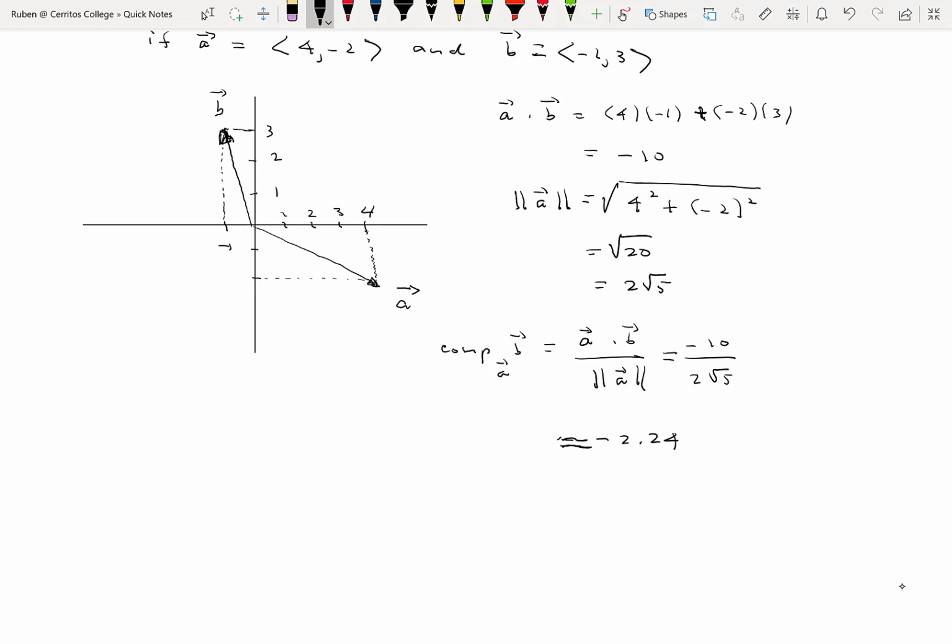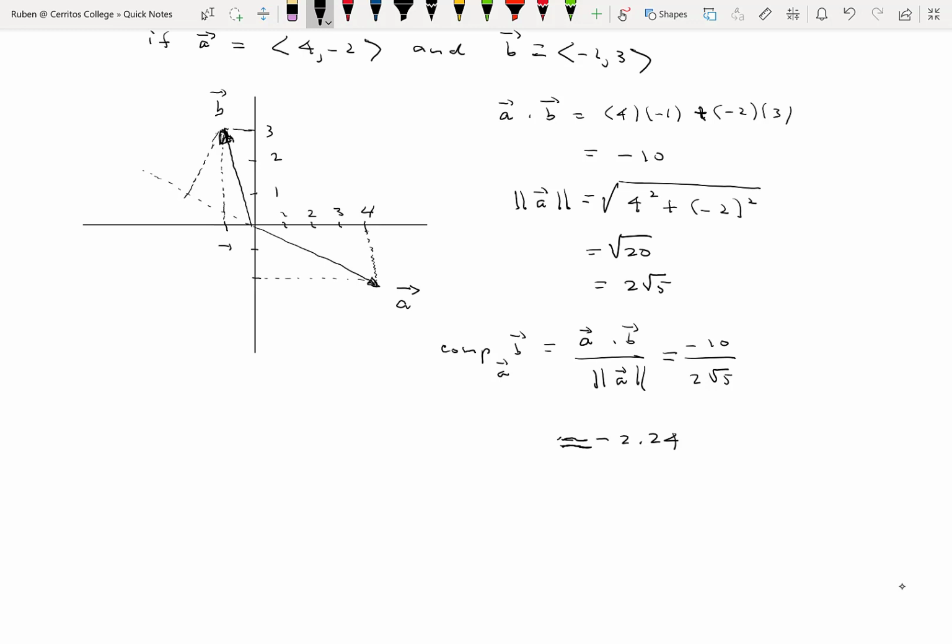Now, does it make sense that it's negative? Yes. The reason why it makes sense that it's negative is if you extend a line along A and project the vector B along that extended line, the angle between A and B is more than 90, so the projection is actually behind A.